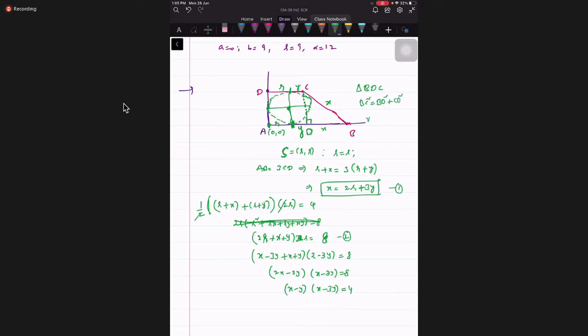What is BC? X square. What is BD? X minus Y, the whole square, plus CD, 2R, 2R whole square, 4R square, right? Yes, sir. Then X square equals X square minus 2XY plus 4R square. X square gets cancelled. We got one relation here.